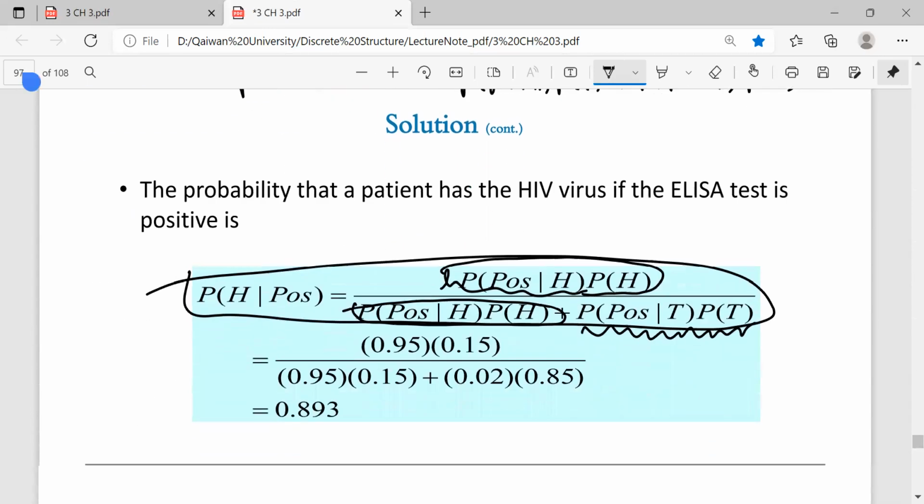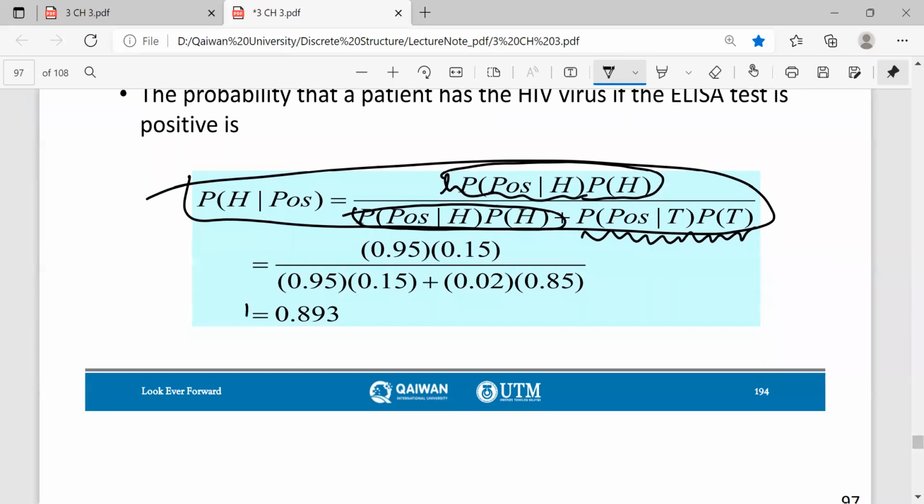We get the result, which is 0.893. But be careful, it must not exceed 1 or go below 0. It must be between 0 and 1. The result of all the probabilities must be from 0 to 1. It's possible to be 0, and it's also possible to be 1, but not greater than 1 and less than 0. So this is the result. We just apply the Bayes theorem. It's so easy.